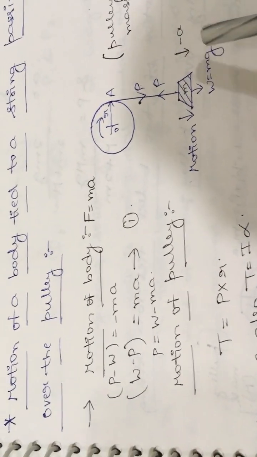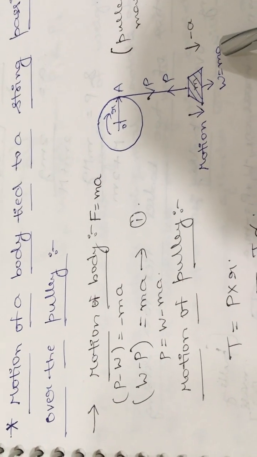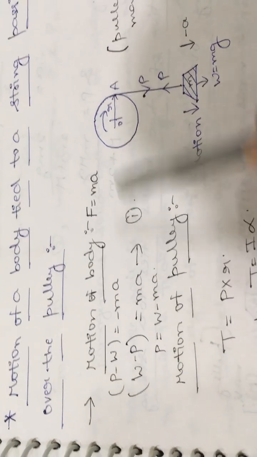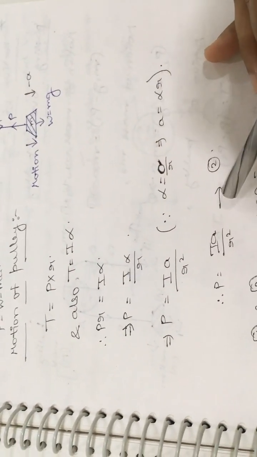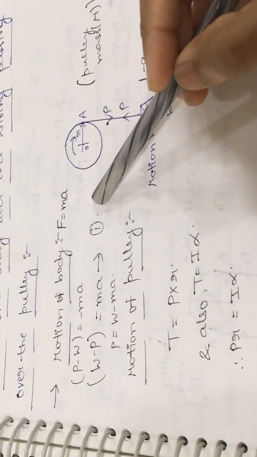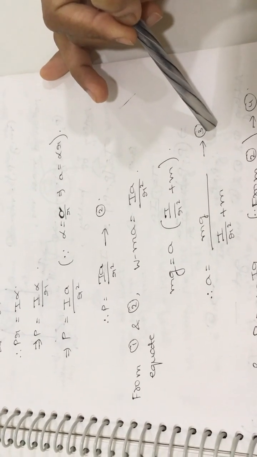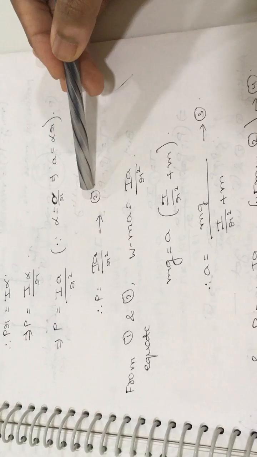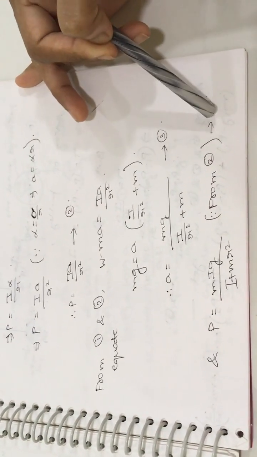Once again, this is the diagram. First of all, consider the motion of the body. You will get one equation in terms of P. Next, consider the motion of the pulley. You will get one more equation in terms of P. Now equate the first equation with the second equation, and you will get the acceleration formula. Now substitute the acceleration formula in the second equation, and you will get the P force formula.